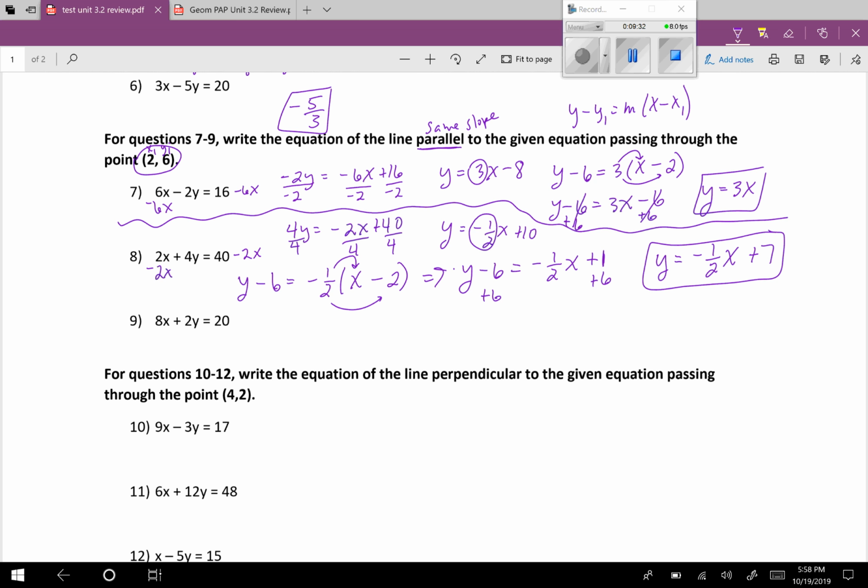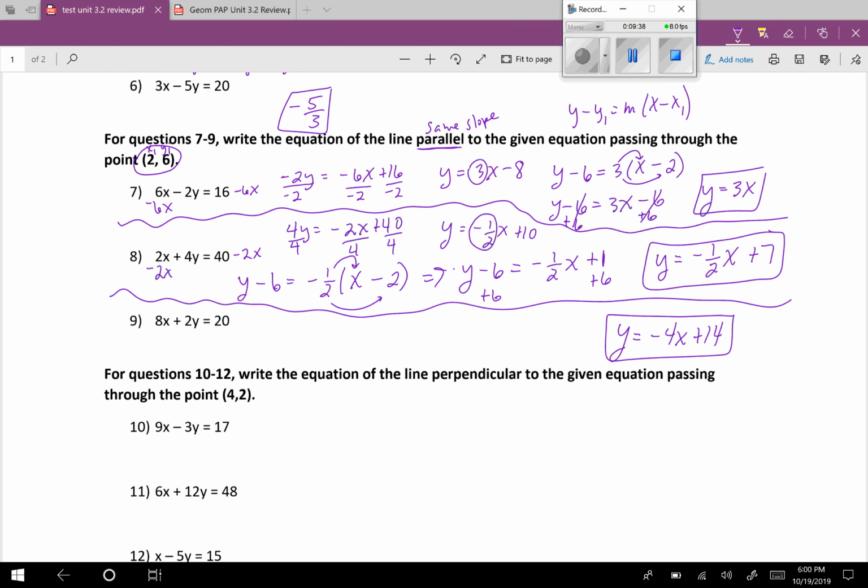Okay, and then I'm going to write down the answer for number 9, and you guys will see if you've done it correctly. Okay, so that answer for number 9 comes out to be y equals negative 4x plus 14.